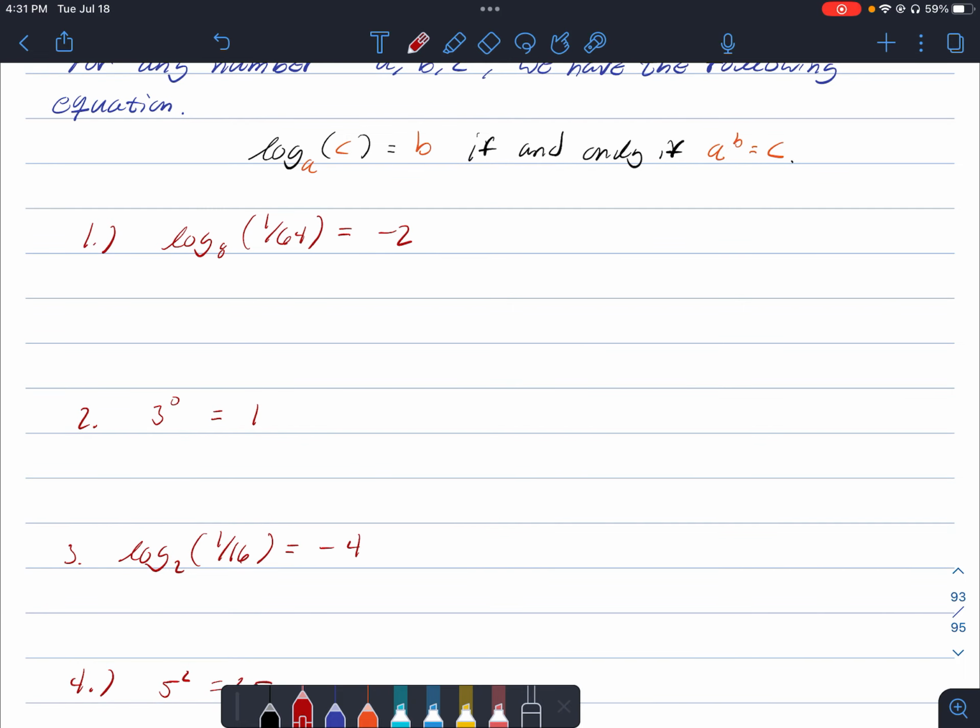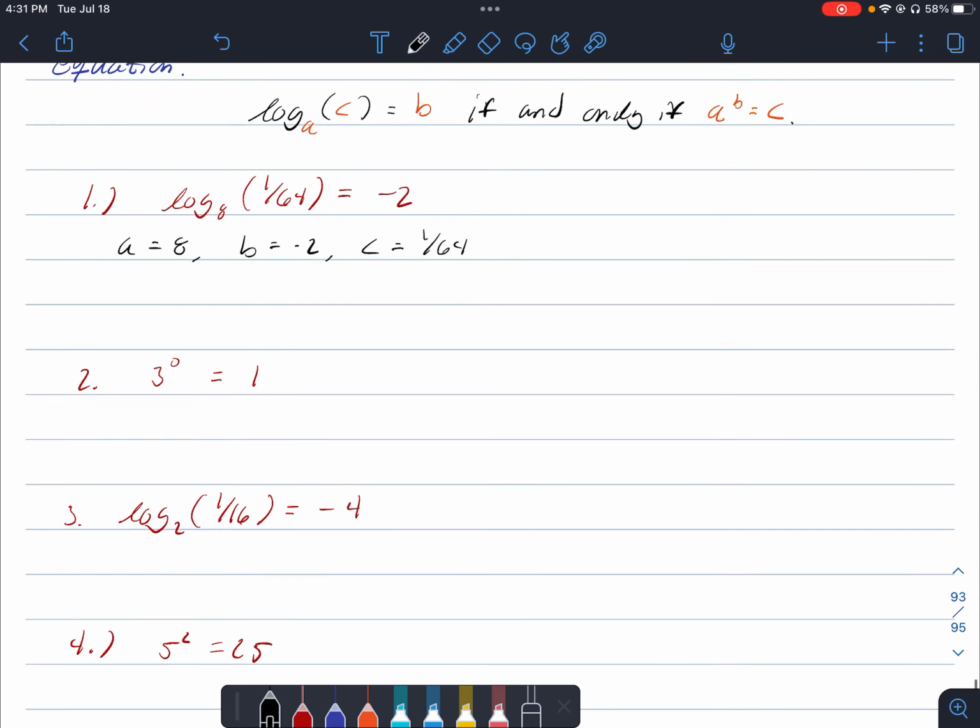So here we have log base 8 of 1/64 is equal to -2. All right, so let's go ahead and identify each part here. So here we have a is equal to 8, b is equal to -2, and c is equal to 1/64. Let's rearrange this using our exponential form and see if we can make sense of this. If a to the b is equal to c, then if this logarithm was set up properly, we should have 8 to the -2 is equal to 1/64.